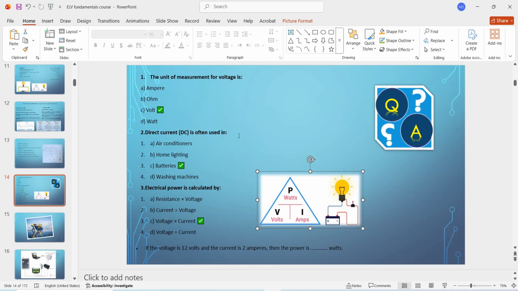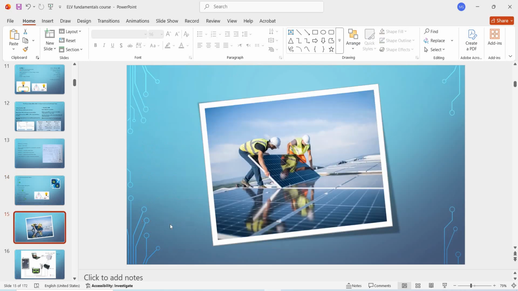Now I have finished the fundamentals, or principles, of electricity. In the next lesson we're going to talk about PV systems, or photovoltaic, or solar systems.